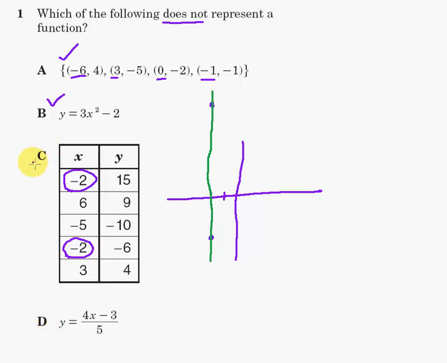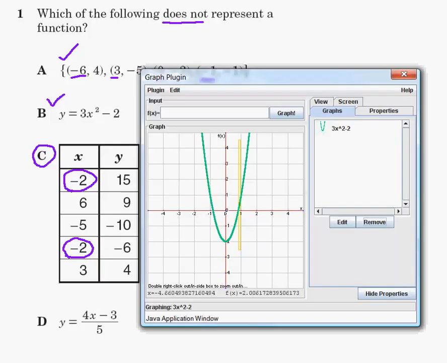Our last one is going to be D, and it looks like a linear equation because it has just the x with no exponent. Let's go ahead and graph it and check it. Remember, our parent function for a linear equation is y equals x, and we'll just graph that real quick so you can see it. There it is. Goes through the origin and has a slope of 1 because we rise 1, run 1.